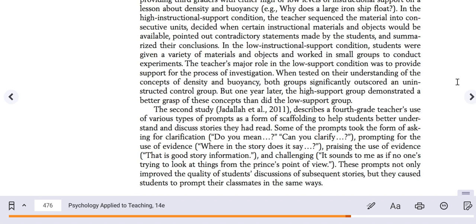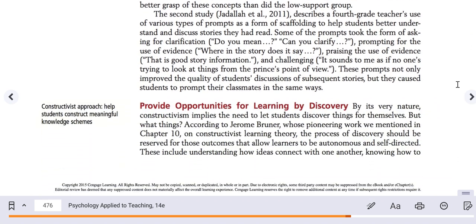Praising the use of evidence: "This is a good story. That is good story information." And challenging: "It sounds to me as if no one's trying to look at things from the prince's point of view." These prompts not only improve the quality of the students' discussions of subsequent stories, but they cause students to prompt their classmates in the same ways.